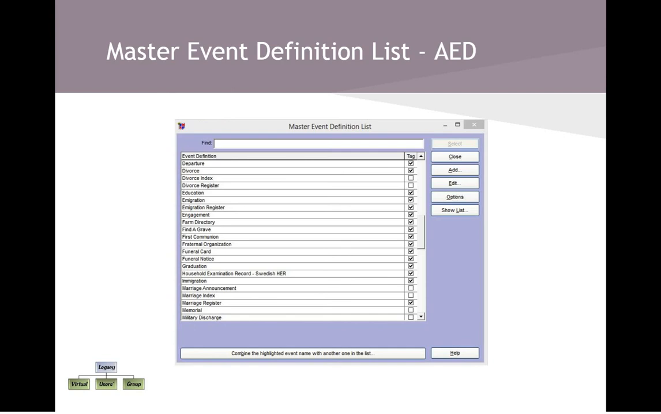The master event definition list is something you should take a look at and give some thought to once you start entering events in Legacy. So that's pretty early on. I went through the list at the outset and I deleted events that I knew would never apply to my family, and I added events or facts that do apply.